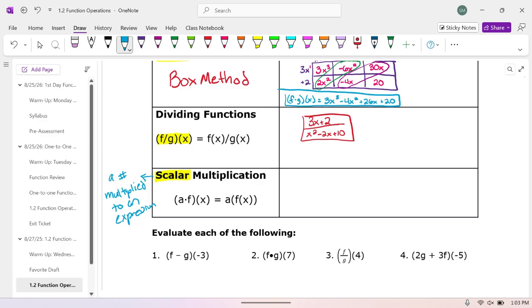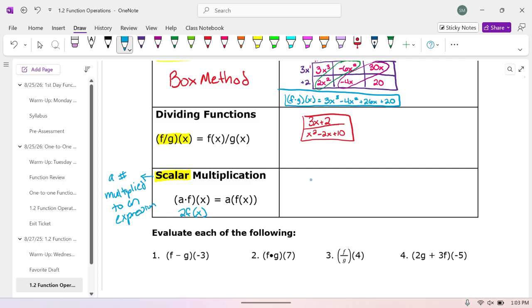So for example, you may see it like this. Let's say a is equal to 2. You would see 2f of x, like that. That just means you take f of x and you distribute a 2 to it. That's all you got to do. All right? And that's just an example.